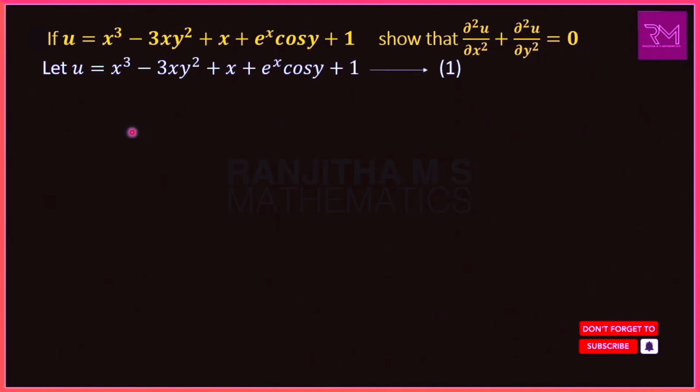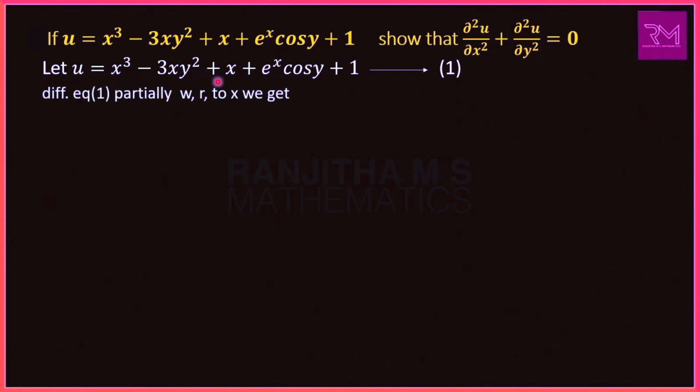Consider the given function. Call this as equation number 1. First we have to find del u by del x and del u by del y. Then we have to find del square u by del x square and del square u by del y square. First differentiate equation 1 partially with respect to x.